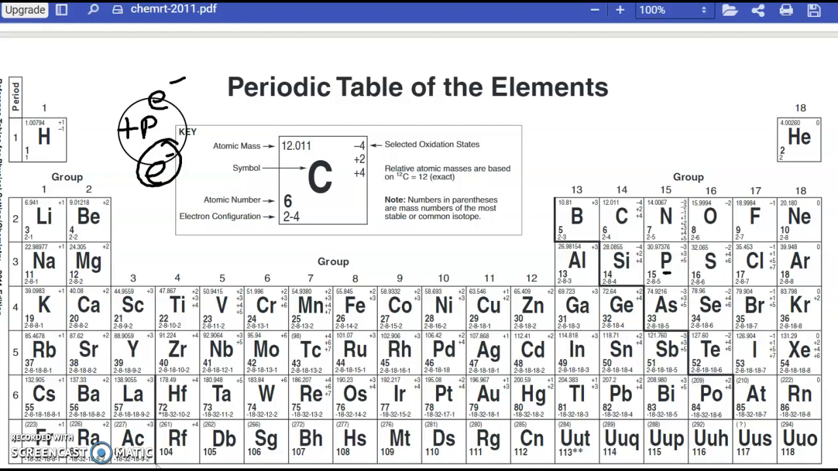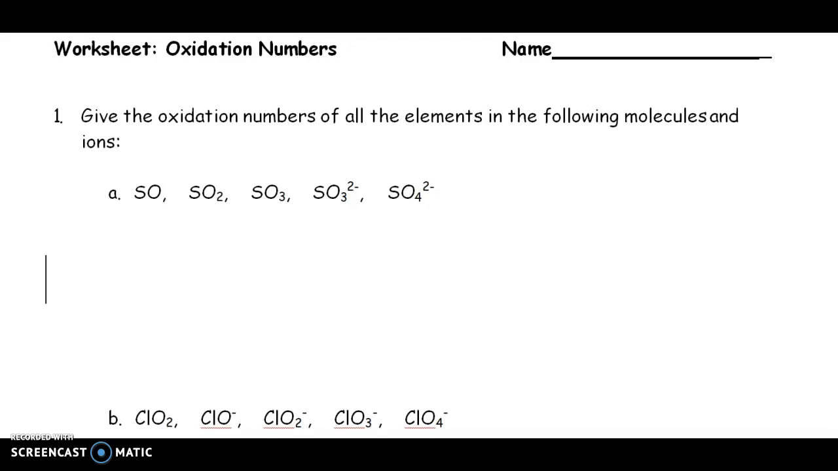So let's practice assigning some oxidation numbers. Okay, so let's practice assigning oxidation numbers for the following compounds in A, sulfur oxide compounds. So the first compound, you have SO. It is a neutral compound because there is no charge written up top here.